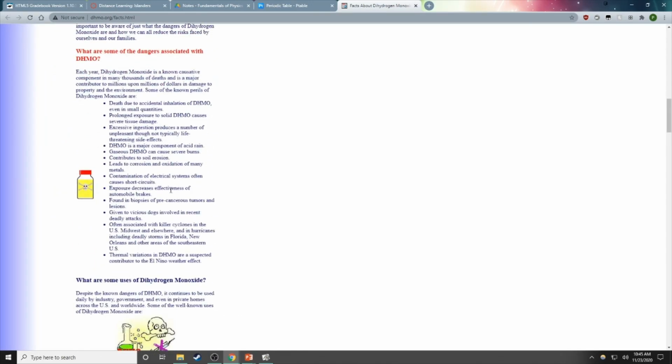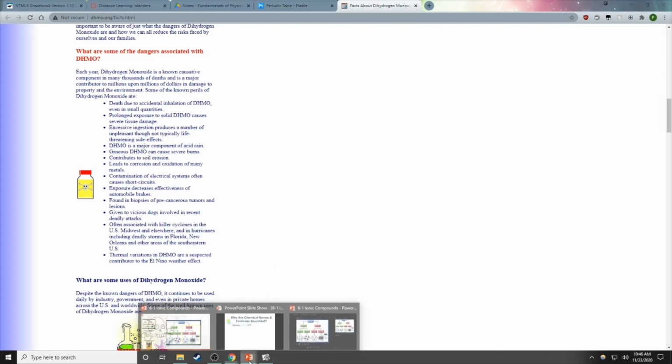So if we take a look at some of the bad effects of dihydrogen monoxide, what are some of the dangers associated? Death due to accidental inhalation. Prolonged exposure to solid DHMO causes severe tissue damage. Excessive ingestion produces a number of unpleasant, though not typically life-threatening side effects. DHMO is a major component of acid rain. Gaseous DHMO can cause severe burns, contributions to soil erosion, and so on and so forth. There's a huge list of reasons why this compound, dihydrogen monoxide, can be very bad for human beings.